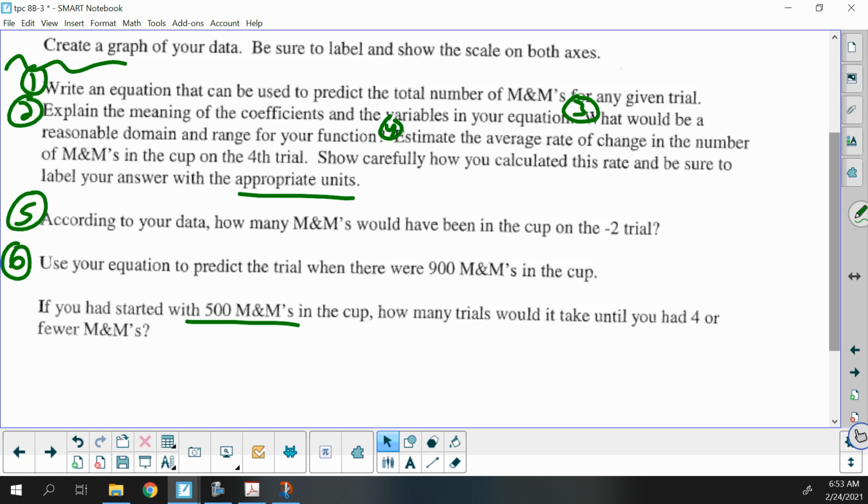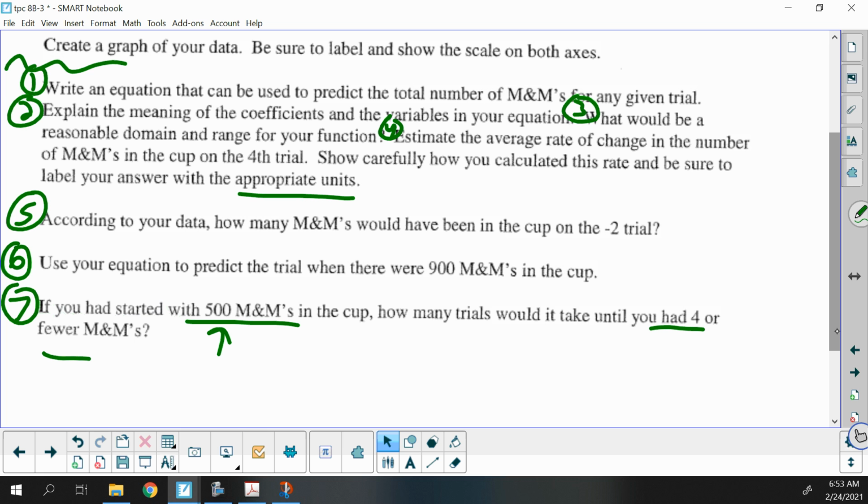And if we started with 500 M&Ms, how many trials would it take until you had 4 or fewer M&Ms? So that's 7. So you should be able to make an adjustment in your equation for that to be as if you had started with 500 M&Ms, and then it's pretty similar to question 6 then. So there's 7 things you'll be doing for that one.